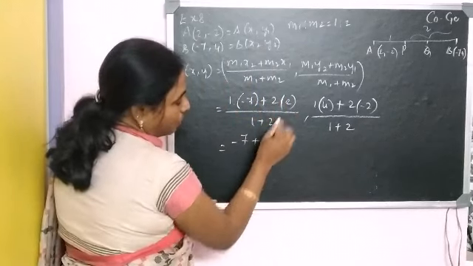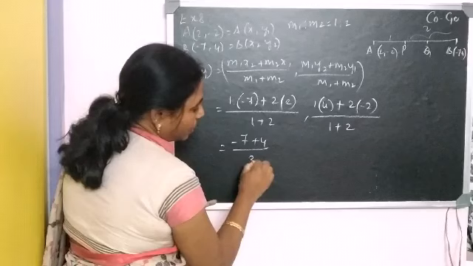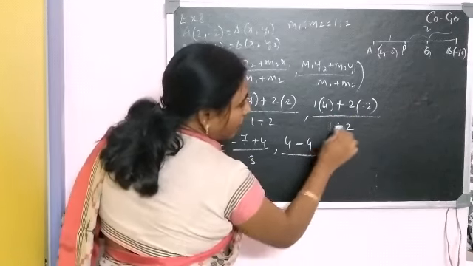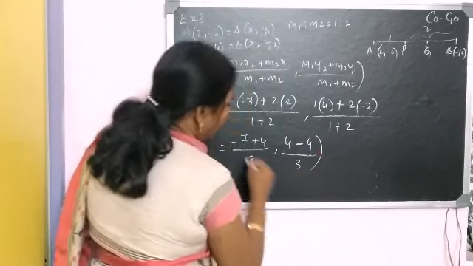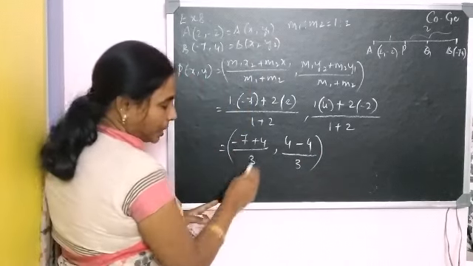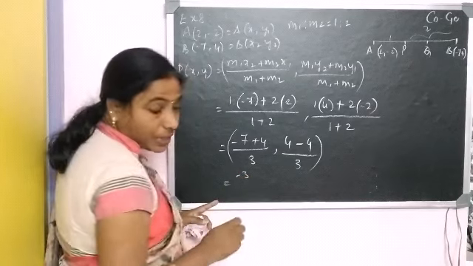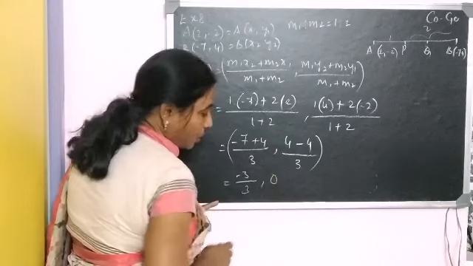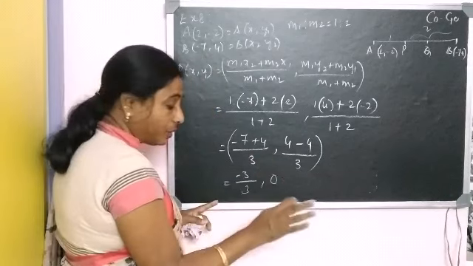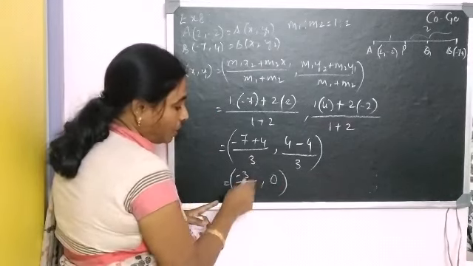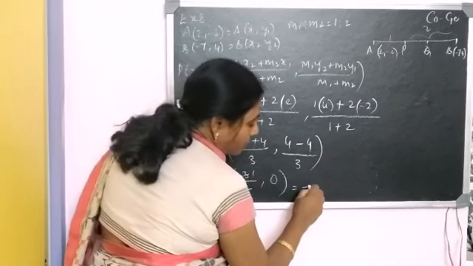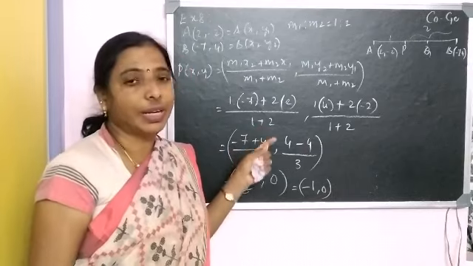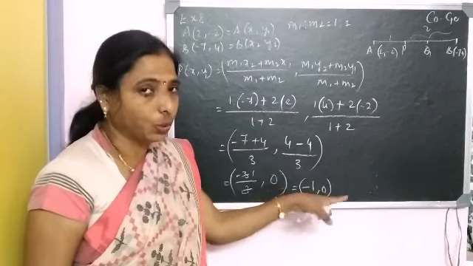-7. 2 2s are 4 by 1 plus 2 is 3. 4 1s are 4. 2 2s are 4 by 1 plus 2 here is 3. Now you can observe that -7 plus 4 is -3, because the greater number's sign has to be taken, divided by 3. And 4 minus 4 is 0. When it is 0, everything is 0. Therefore it is -1, comma 0, whenever it is divided in the ratio 1:2.